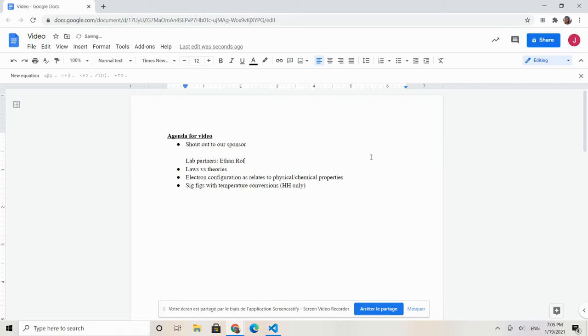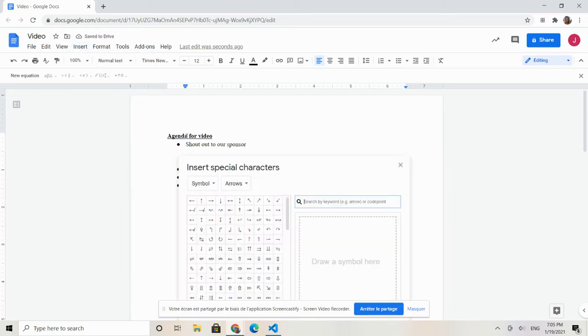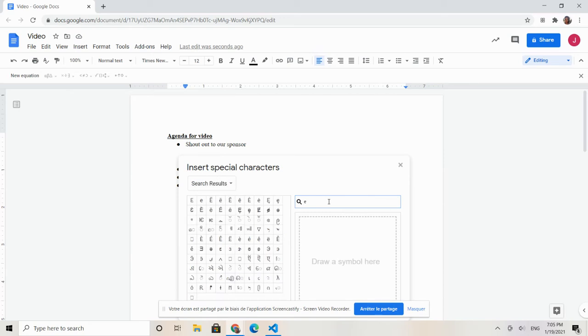All right, so if you have a phone and you're typing, all you need to do is hold down the E for like 5-10 seconds, and then all of the accent marks will appear, and you can just select that accent mark. If you've got a numpad on your keyboard like I do, you can just do Alt 0 2 3 3. Hold down Alt and then 0 2 3 3, and that'll get you the accent mark. You could also do Insert Special Character, and then you just type in E and it usually pops right up.